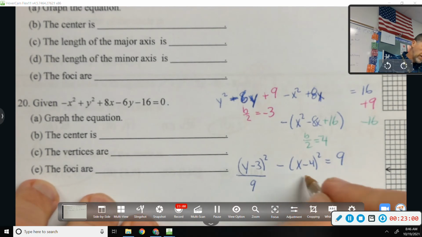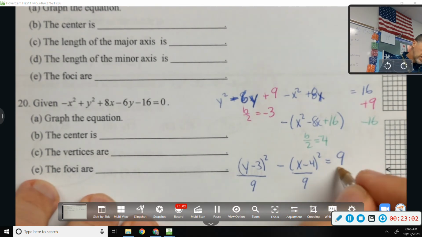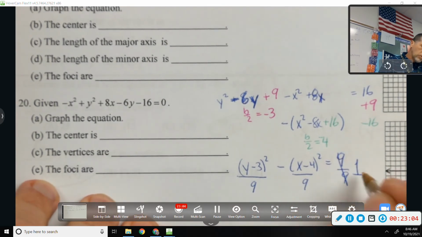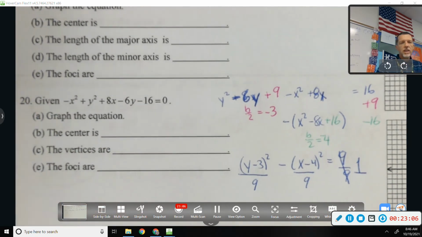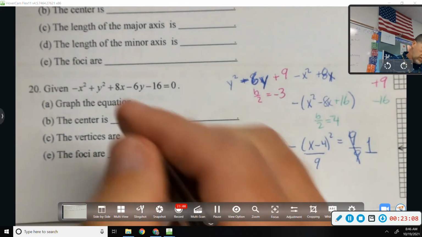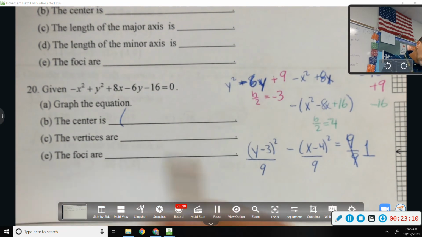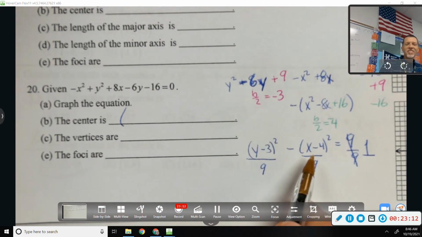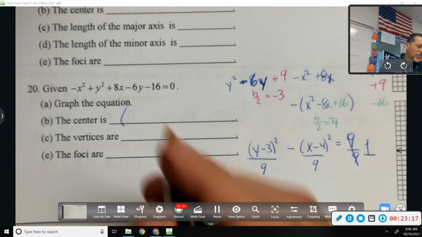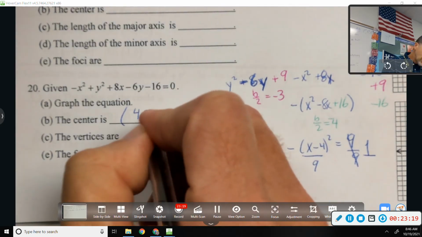So we'll divide everybody by 9 and get our 1 on the other side. So the center is, ooh, I almost made the mistake. They're not in order, so be careful. The center is 4, 3, not 3, 4.